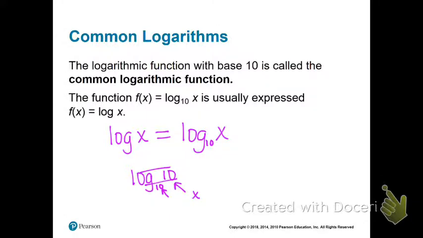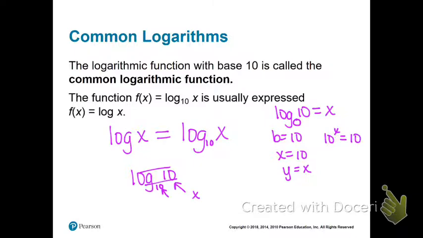And so we could work out problems just like what we did in the day 1 lesson. We could say we have log of 10 equals x. And so we know our base, right here, that base would be 10. Our x is 10, and our y is now an x. So we do our b to the y equals our x. And then remember, that's a 1. Bases are the same, so we know x equals 1.